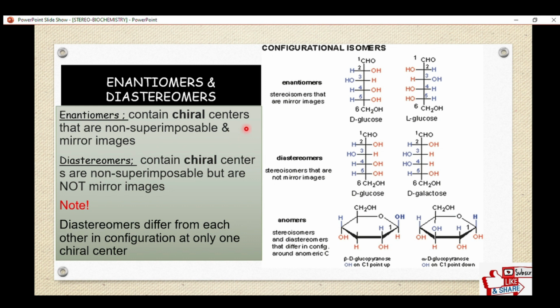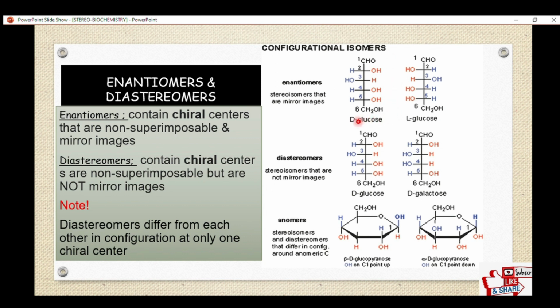Let's take this for instance. We have an enantiomer here. Enantiomers are stereoisomers that are mirror images of each other. So let's take glucose. This is the molecular formula for glucose represented in a Fischer projection. So this is a Fischer projection of glucose.